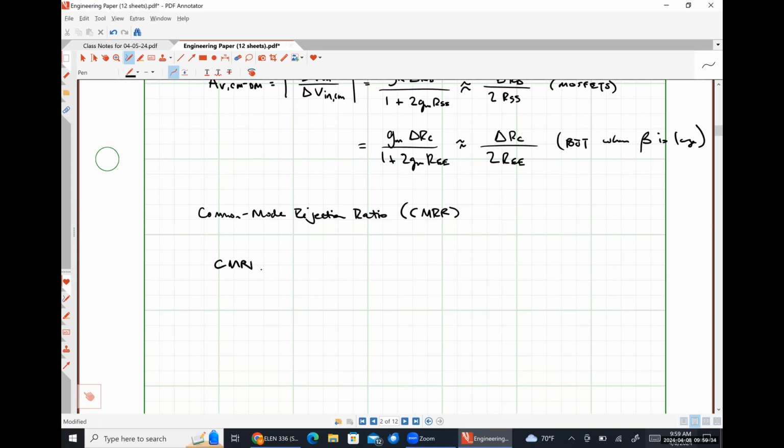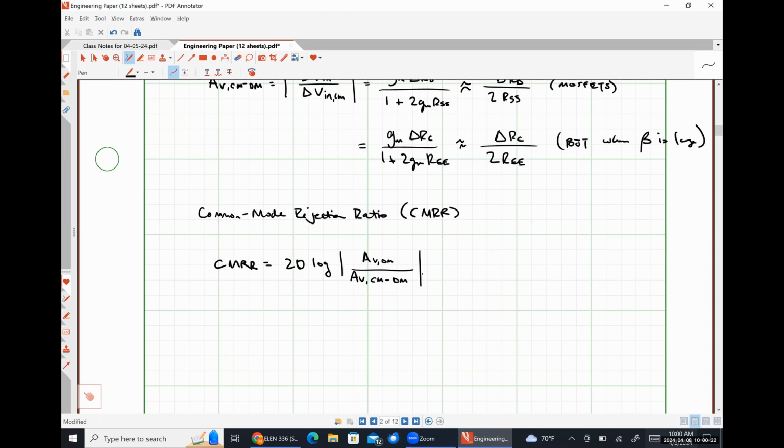is 20 log, goodness, I can't write to save my life today, our differential mode gain, so AVDM, let me write that better, divided by our common mode to differential mode voltage gain. And sorry, this should be an absolute value. So the ratio of the differential mode gain to the common mode to differential mode conversion gain really tells us whether or not this is going to be a thing.